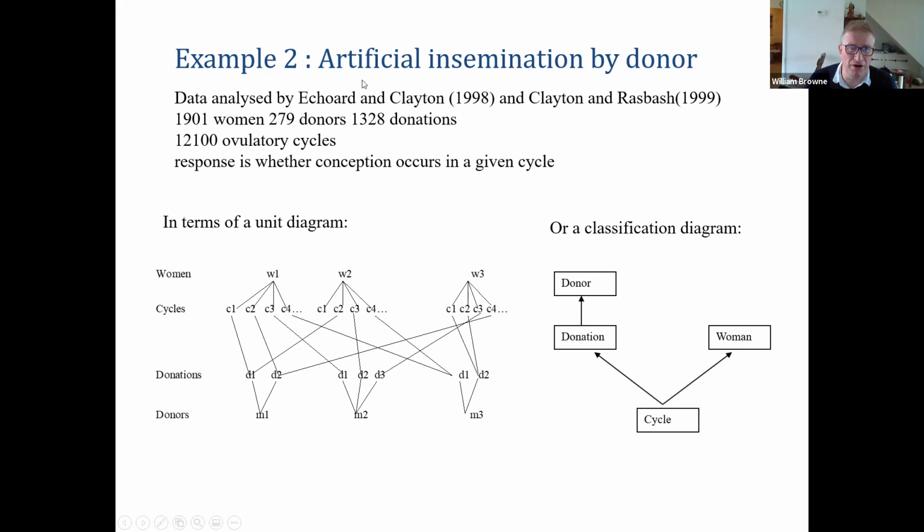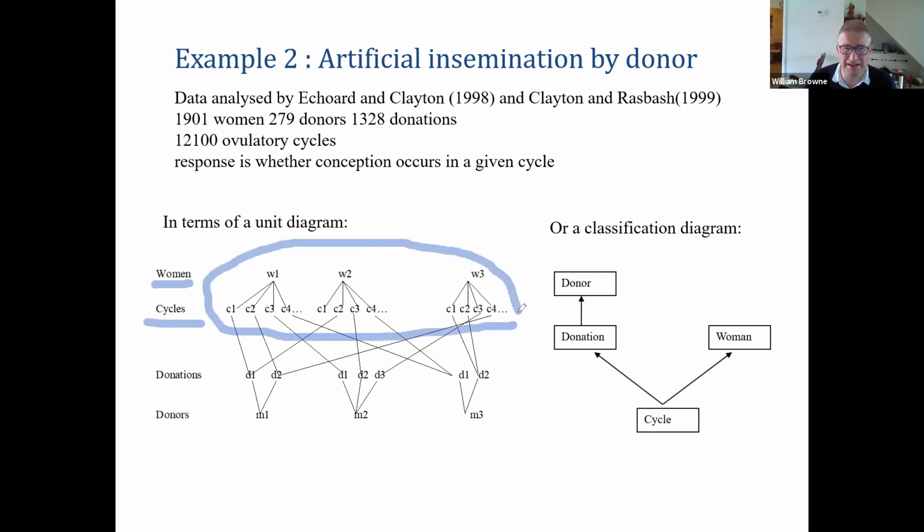If we look at the top half of this unit diagram down here, we have cycles nested within women. So this chunk here is a nice nested data set. Women will generally keep having cycles, it won't be a random pattern. Usually we'll find cycles where the woman doesn't get pregnant, and then of course she will get pregnant. And it's possible, I guess, that she would come back to the clinic and try again for another baby. But we're going to take that data as 0, 1 data, where 1 means that a baby is conceived during a given cycle.